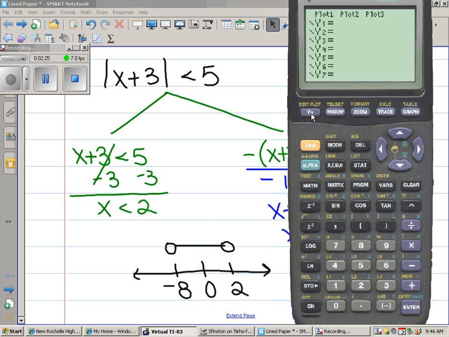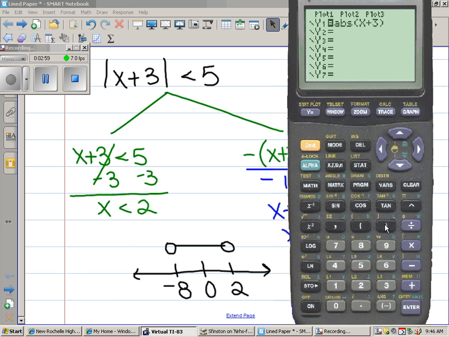Now, where do we find the absolute value brackets? Hit the math button right underneath the alpha. We want to scroll over to number. Do you see that ABS business? What do you think that stands for? Absolute value. So hit enter. There's ABS. X plus 3. Oh, where's the X button? Yeah, the X button is right next to the alpha button, right below the mode.